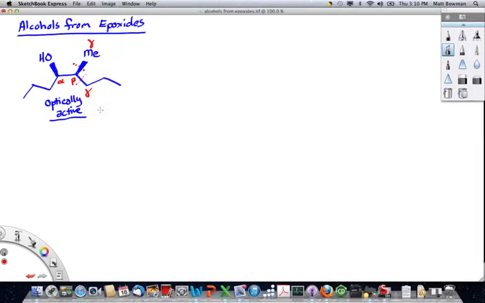And to figure out which epoxide, specifically which diastereomer of epoxide you start with, you have to redraw the molecule and remember that your nucleophile and the OH end up anti to each other. Important.